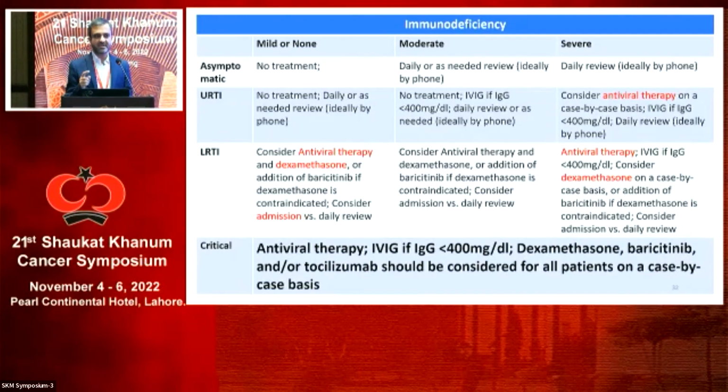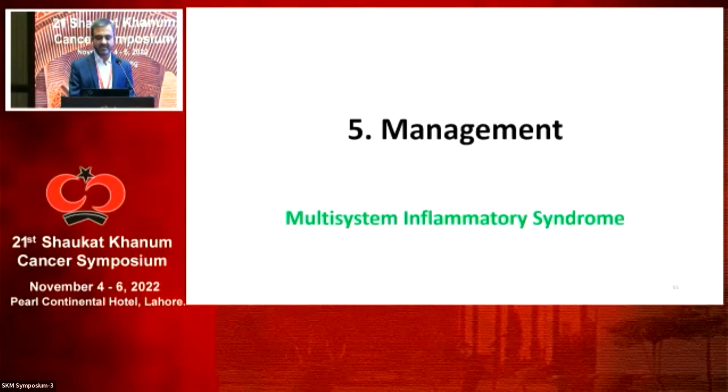So in summary, if a child has critical COVID-19, then irrespective of the underlying immune deficiency, antiviral therapy should be started, again keeping in consideration the underlying organ dysfunction, especially liver and renal injury. IVIG can be considered if the IgG levels are less than 400 milligrams per deciliter. Steroids or baricitinib or tocilizumab can be considered on a case-to-case basis based on multidisciplinary team consideration.